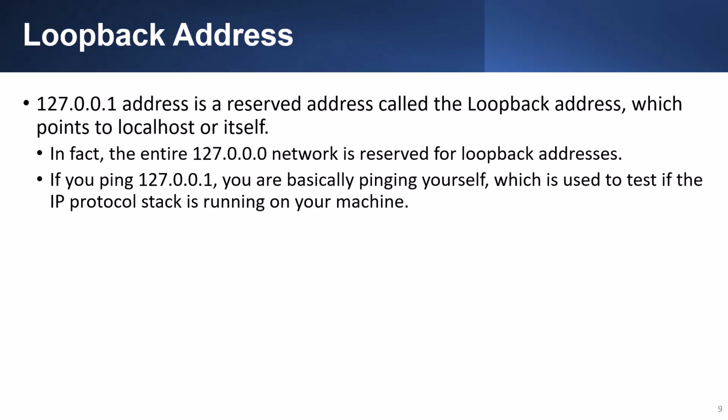The 127.0.0.1 address is a reserved address called the loopback address, which points to a local host or itself. In fact, the entire 127.0.0.0 network is reserved for loopback addresses. If you ping 127.0.0.1, you're basically pinging yourself, which is used to test if the IP protocol stack is running on your machine.